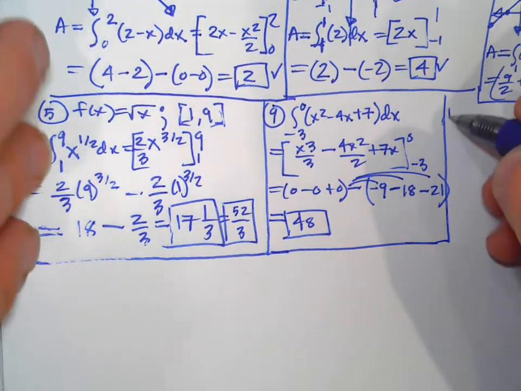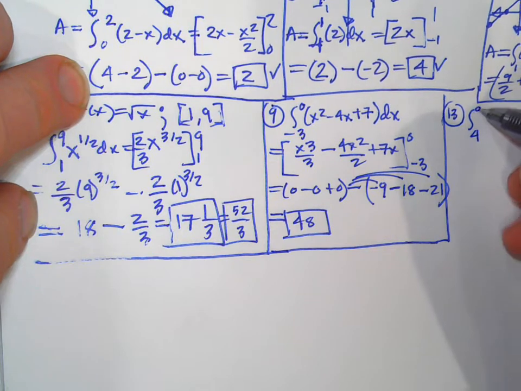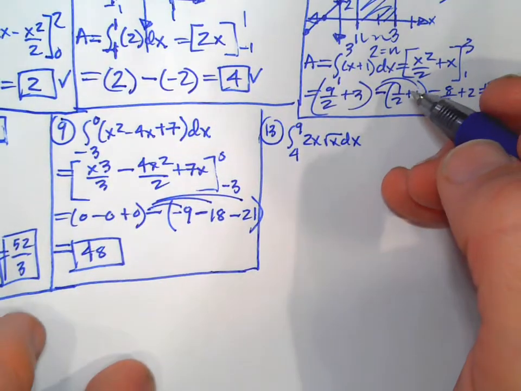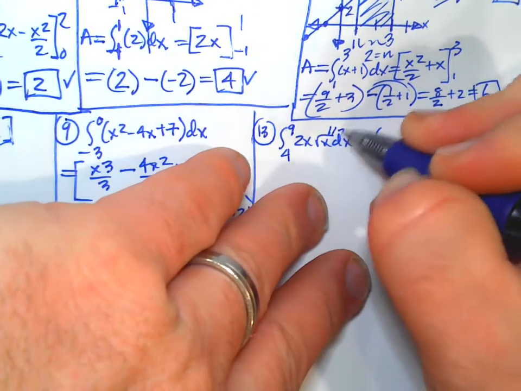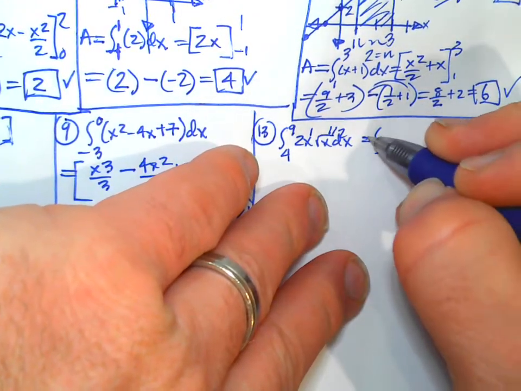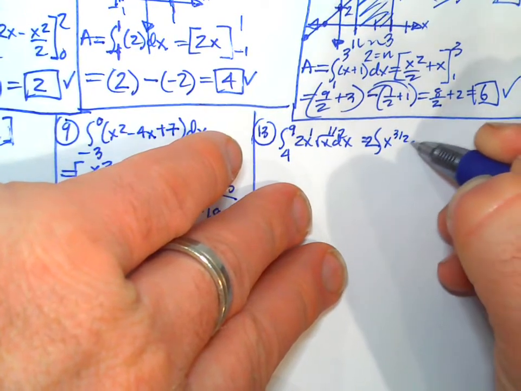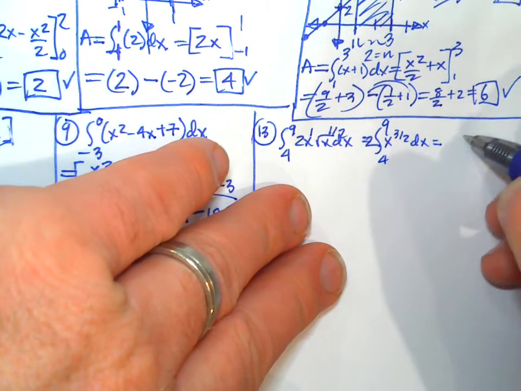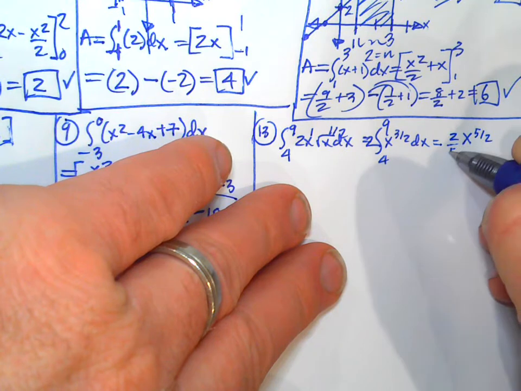All right, 13. The integral from 4 to 9 of 2x squared root x dx. What I would do here is rewrite this, using rules of exponents: this is x to the 1/2, this is x to the first. I put the 2 out in front, so x to the 3/2 dx. So we're going to get x to the 5/2, divided by the new exponent, multiplied by the reciprocal.